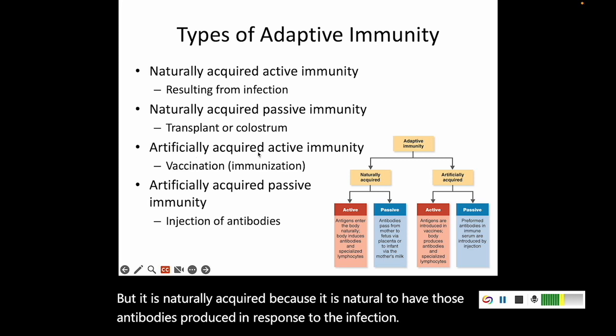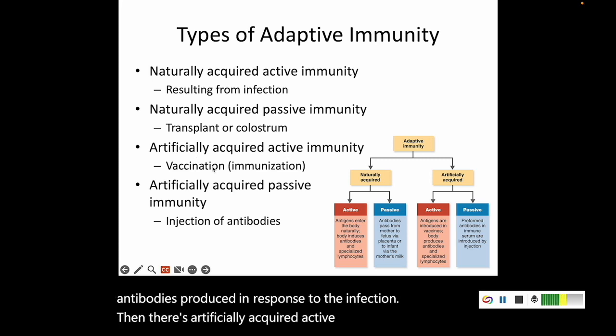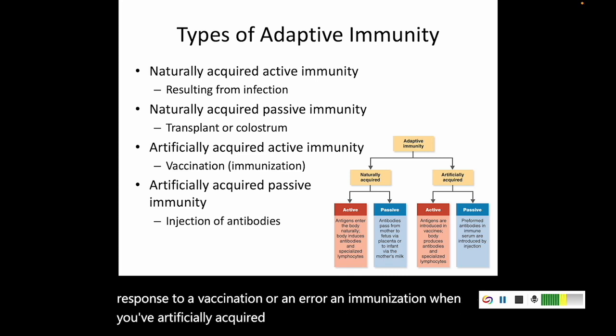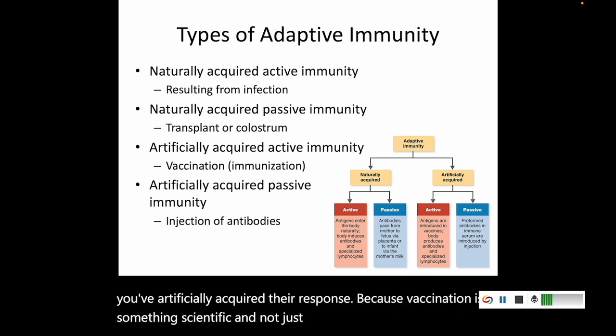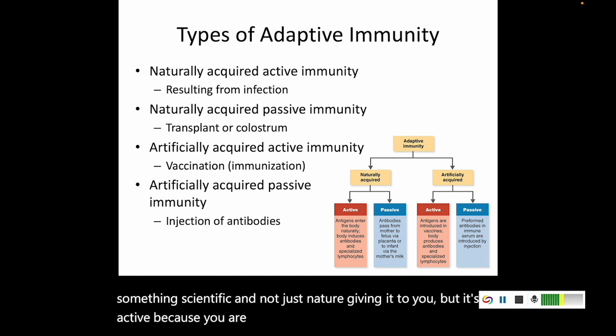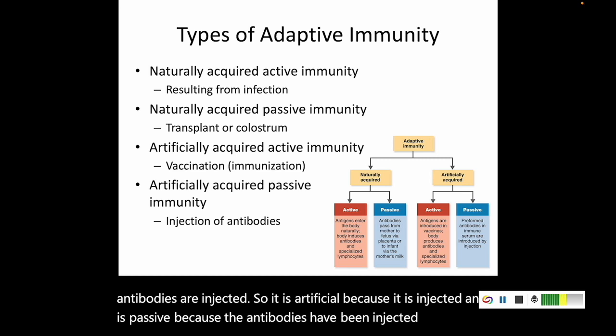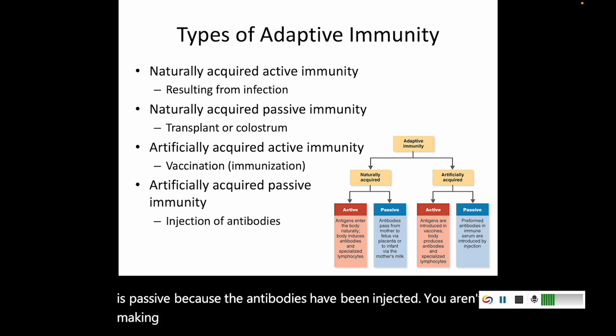Then there's artificially acquired active immunity. This would be in response to a vaccination or an immunization. You've artificially acquired the response because vaccination is something scientific and not just nature giving it to you. But it's active because you are actively creating antibodies. And there's artificially acquired passive immunity. This would be when antibodies are injected. So it is artificial because it is injected, and it is passive because the antibodies have been injected. You aren't making antibodies in your body itself.